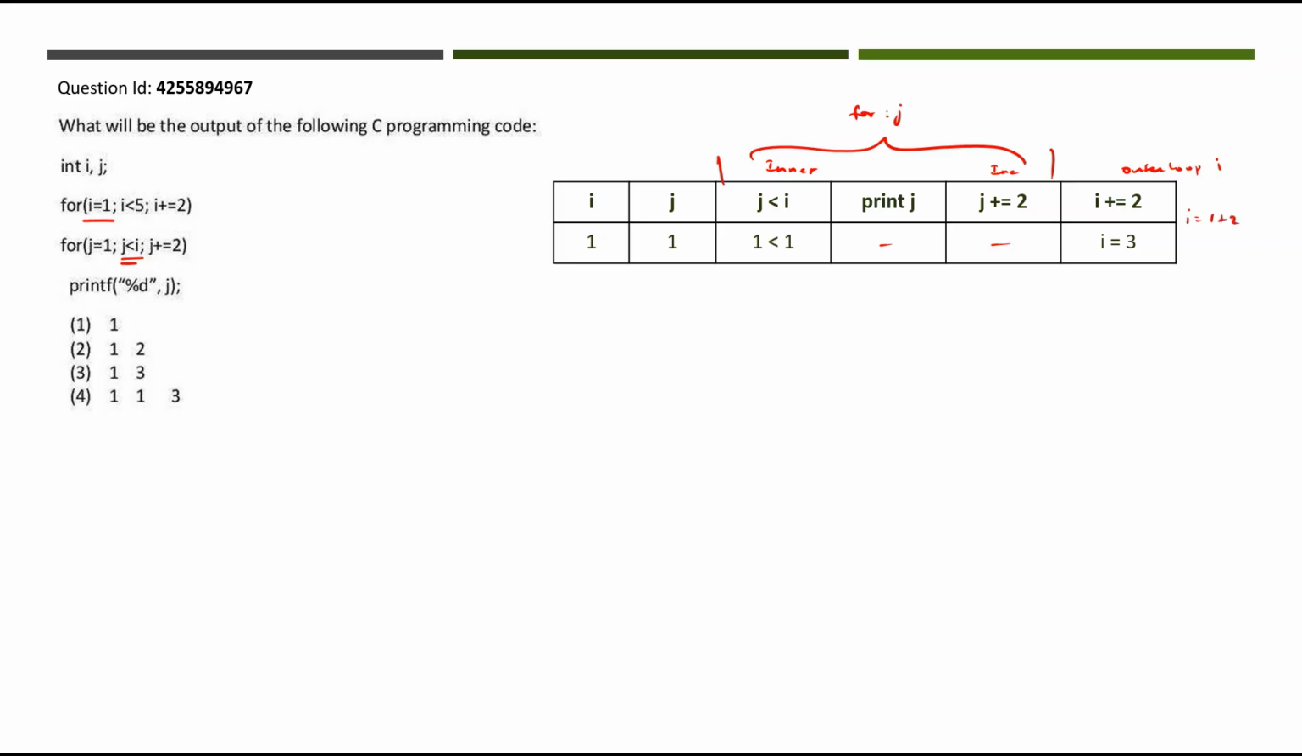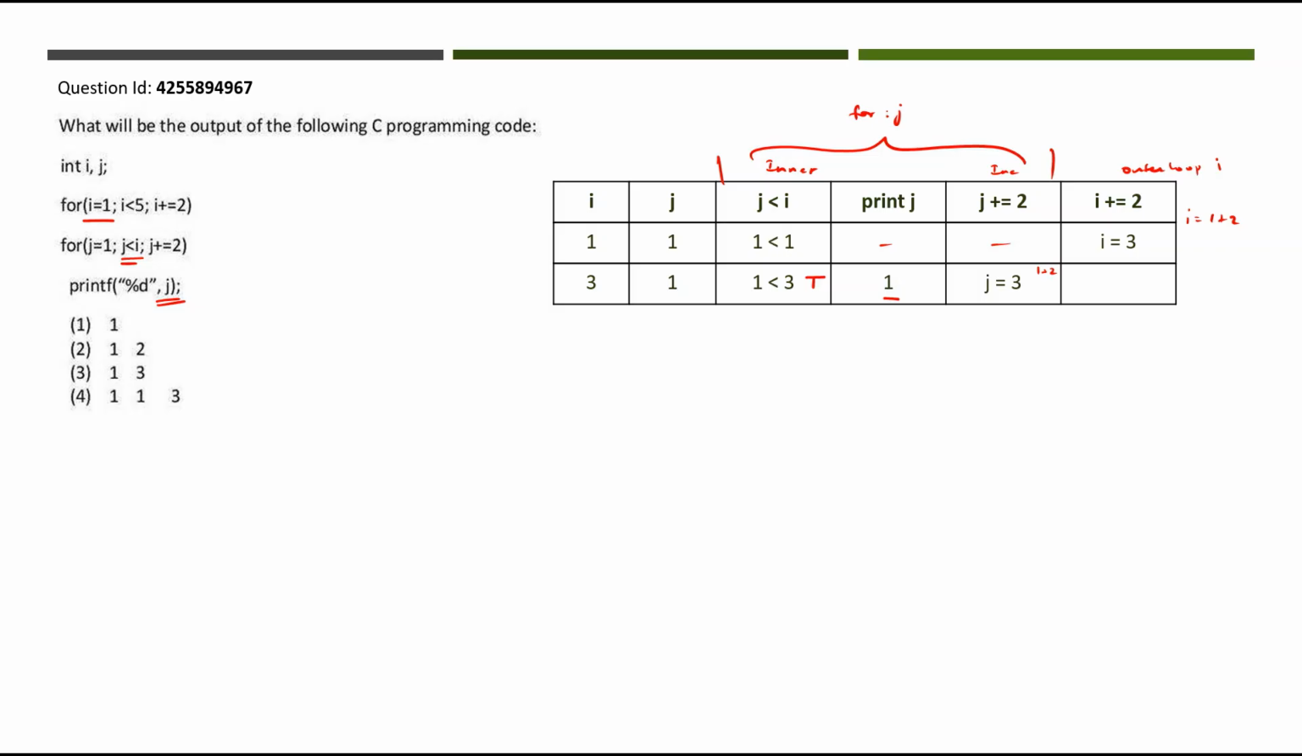So now the new value of i is 3. Once again we have to start from j = 1. Now check the condition, j < i. 1 < 3. Yes, it is true. When it is true, what value are you printing here? You are printing j. So j is 1. Now after printing you have to increment j, which is j = j + 2. j + 2 means 1 + 2, which is equal to 3. Now you have the value of 3.